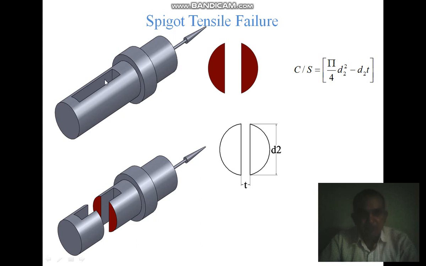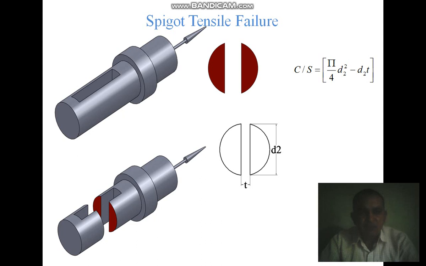There are separate forces on this spigot: a tensile force P at this end as well as this end. What will happen if the tensile force is present? Obviously, at the minimum cross section area, the spigot will fail. The maximum area is at the spigot diameter d, and this collar joint. So the collar does not fail.